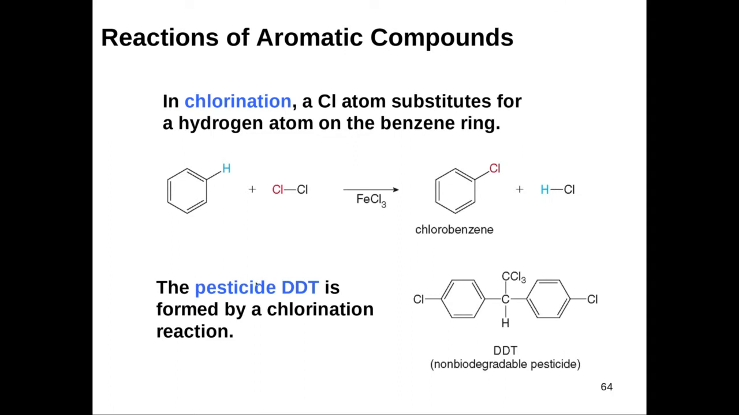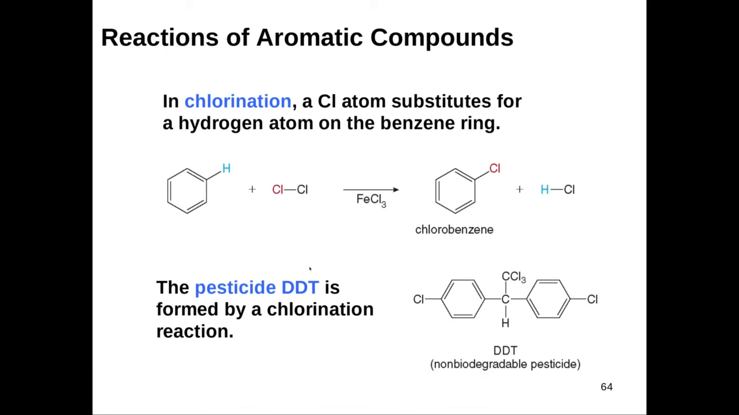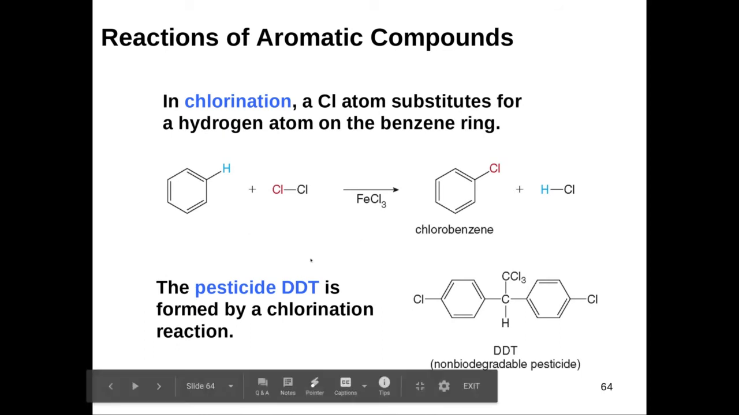Now, for instance, the pesticide DDT, which we don't use anymore, was banned in the 40s or 50s, in that ballpark. It's a non-biodegradable pesticide, but you see it's got 2 benzene rings that have been chlorinated. If you guys have ever read Silent Spring by Rachel Carson, like the mother of all environmental science, she got DDT banned way back in the day. She's a pretty cool lady.